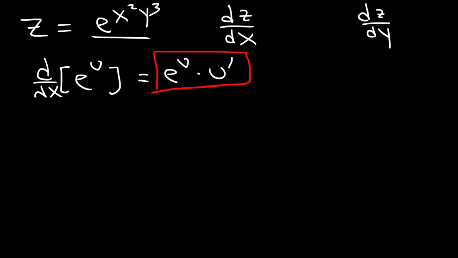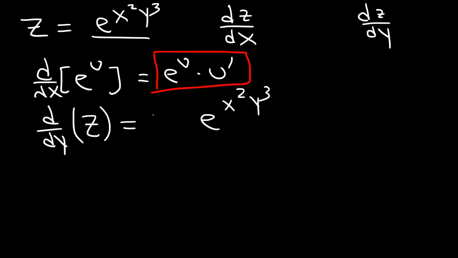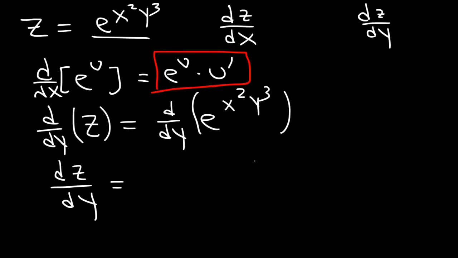Now let's find dz dy. So if z is equal to e to the x squared y cubed, let's differentiate both sides with respect to y. So you can represent it using the symbol d over dy. So on the left, we're going to have dz dy, and on the right, it's going to be the same thing, e to the u, which is e to the x squared y cubed, times the derivative of x squared y cubed. So we're going to treat x squared as a constant.